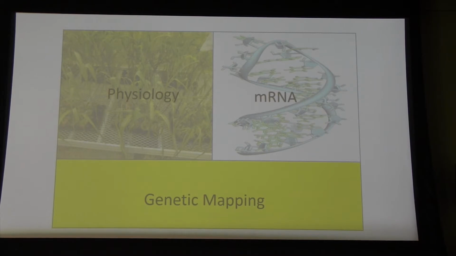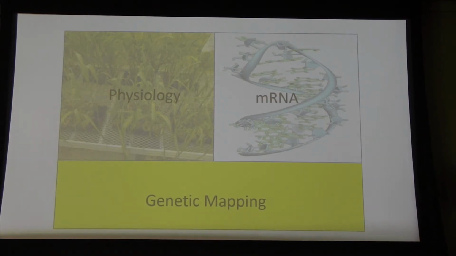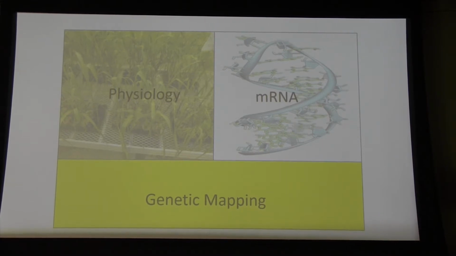And so what I wanted to do is look at these three aspects of how a plant works. So the physiology, and then the transcriptomics, so mRNA, and then try and integrate that together with some genetic mapping to really get at how stomatal closure under drought is working.